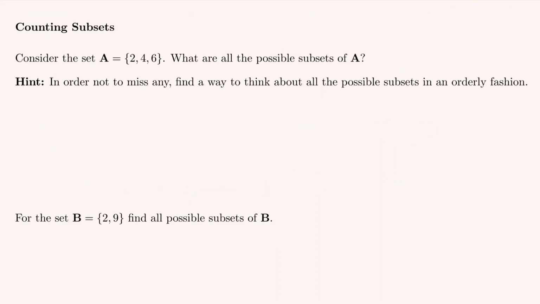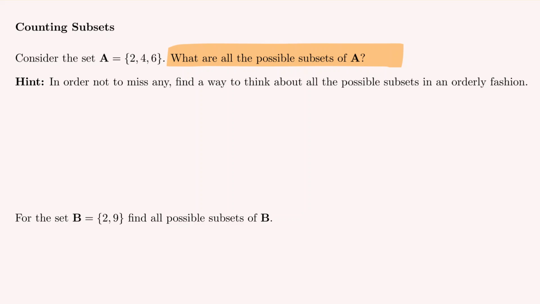Now that we've introduced the idea of subsets and proper subsets, let's think about this: if I have a set, how many possible subsets could I construct of that set? In this example, consider the set A, which is {2, 4, 6}. What are all the possible subsets of A? Whenever we try to answer questions like this, about all the possible things that could occur, we need to write them down in an orderly fashion to make sure we don't miss anything.